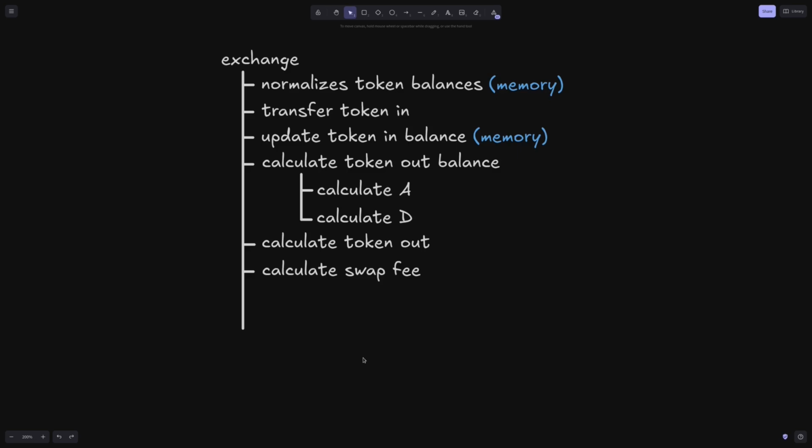So the next step is to calculate the swap fee. Before transferring the token out, it will update the internal token balance. So this will be updating the state variables that keep track of the token balances inside the pool contract. And then finally transfer the token out. So this is the outline of the code for the function exchange.